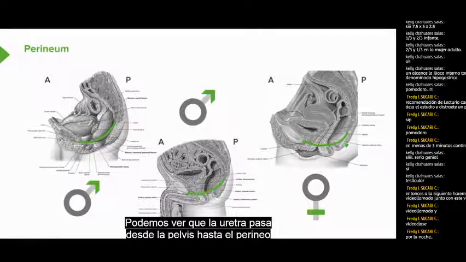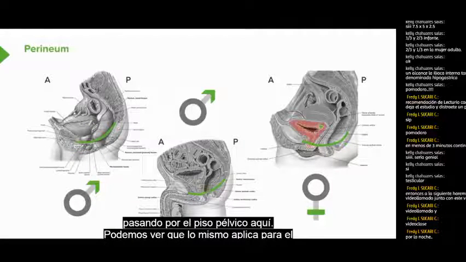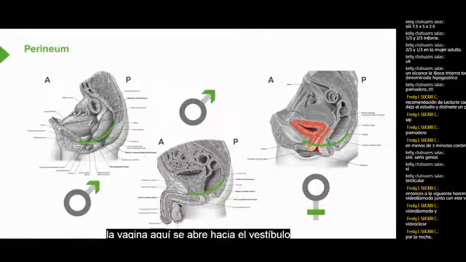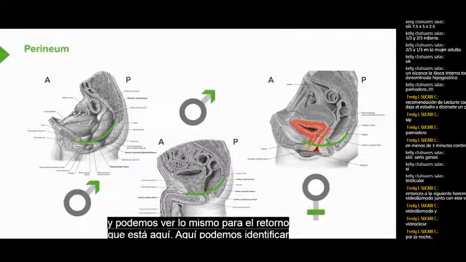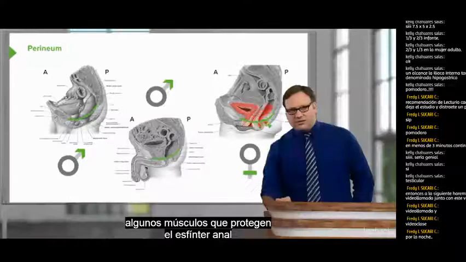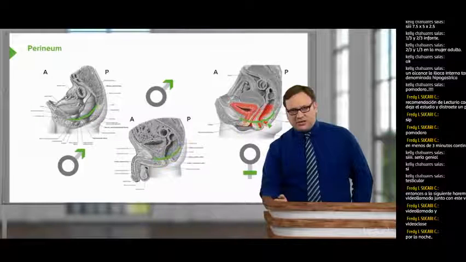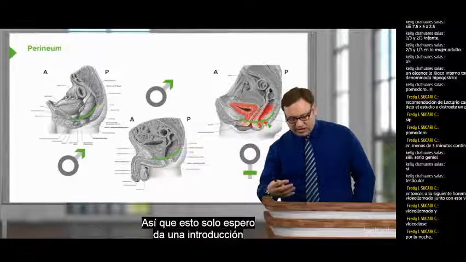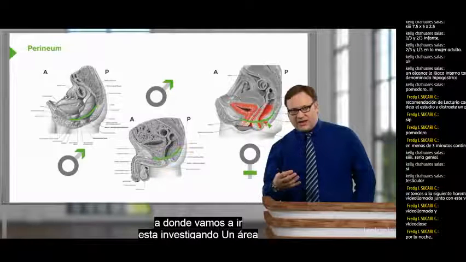We can see that the urethra passes through from the pelvis to the perineum, passing through the pelvic floor here. We can see the same applies for the vagina here, opens up into the vestibule. And we can see the same for the rectum, which is here. Here we're going to identify some muscles that guard the anal sphincter. So this just hopefully gives an introduction to where we're going to be investigating.